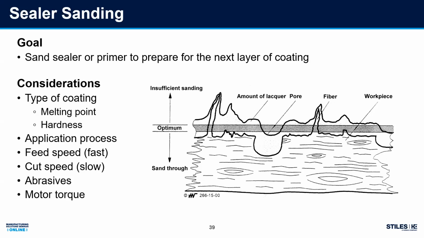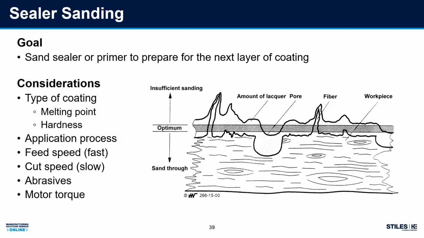So some of the considerations there when we're sealer sanding is, of course, our type of coating. Different types of coatings have different hardnesses, so we have to be able to sand those things differently, and that gets into a little more detail than we're going to talk about today, but an important thing to understand. The application process, right? We have to understand the steps. Where in the process are we doing what? Is it in a finish line? Is it offline? Sequence at which things are sanded.